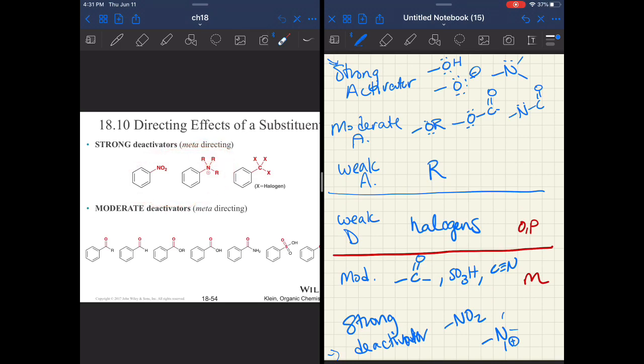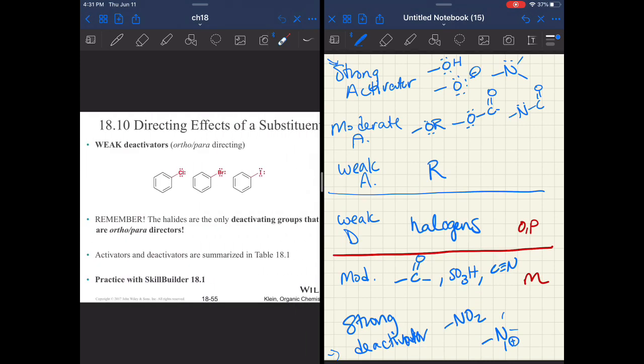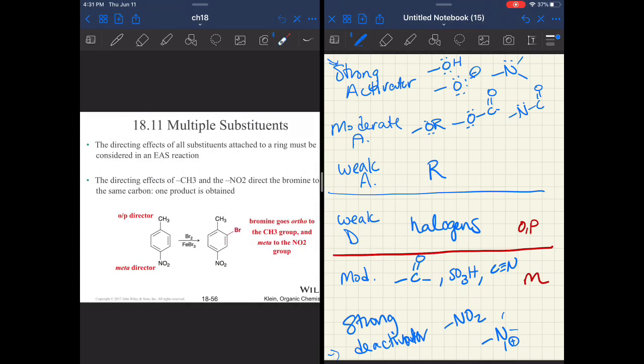Now, this is really important to know this list because if you have to add to a ring that already has two groups, then you've got to be able to decide which one of those is more important. And how am I going to direct? To ortho, to the methyl, meta to the nitro? Sometimes they agree, sometimes they don't. You need to be able to do a tiebreaker. So we're going to do some practice problems with this.